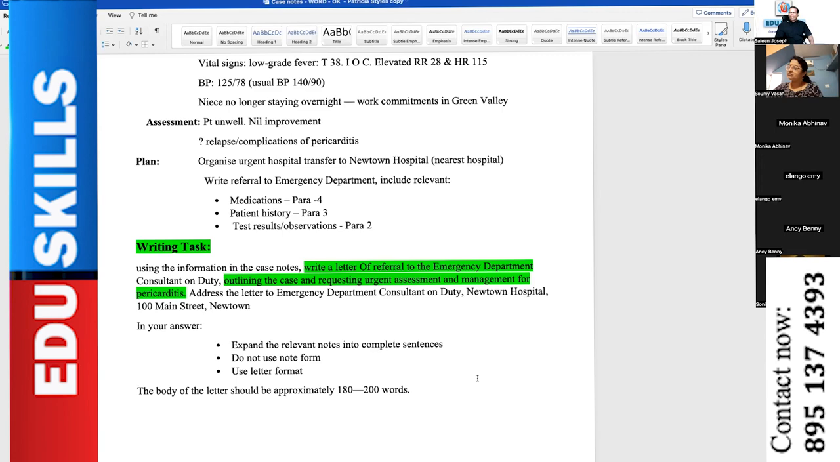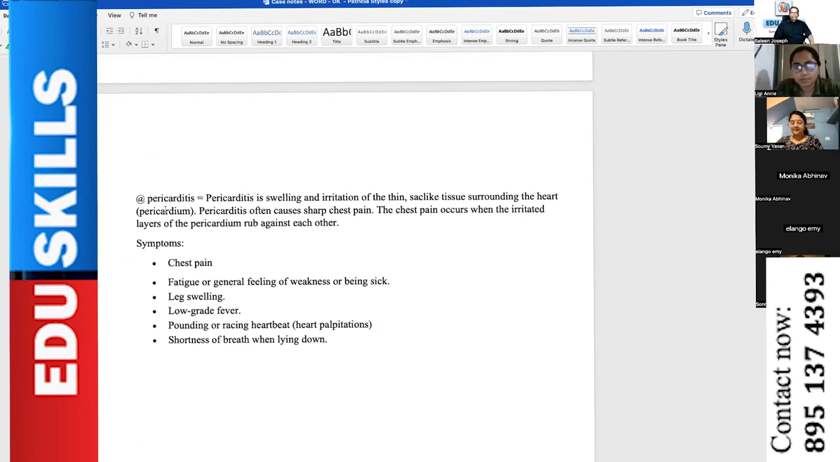If you don't know what pericarditis is, go and Google and find out. For example, I have done it here. See, pericarditis, what it is. Okay, what are the symptoms? I just took it from Google. Maybe as health professionals, you might know it by yourself. At least bring to your mind what pericarditis is, how the patient looks, and what problems they have. You can visualize. That is the best method. Try to visualize a patient with this issue.